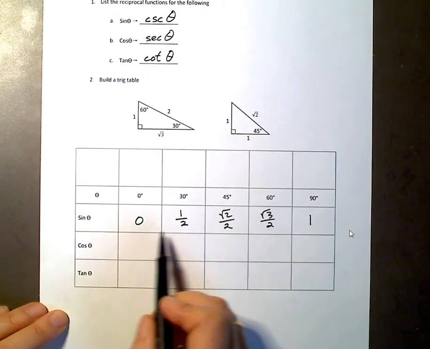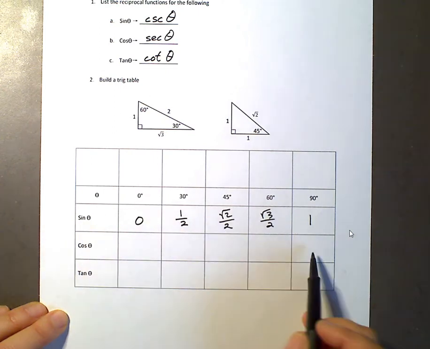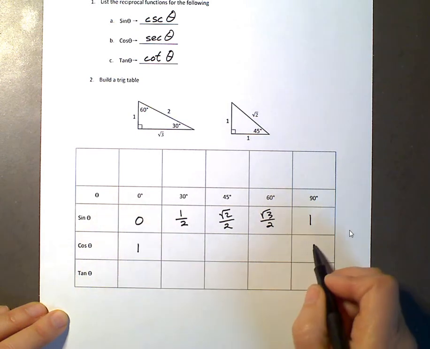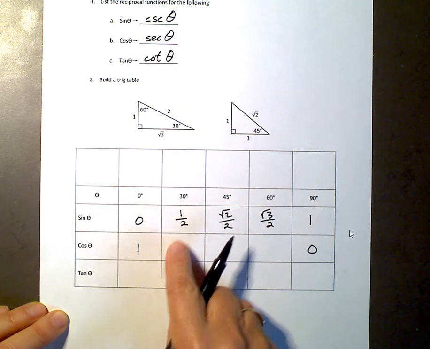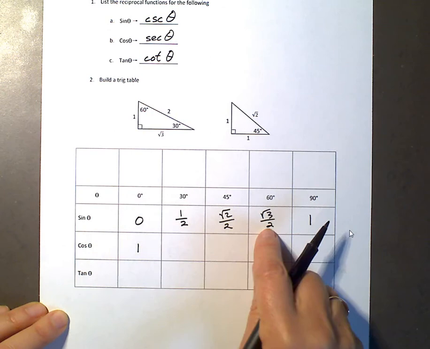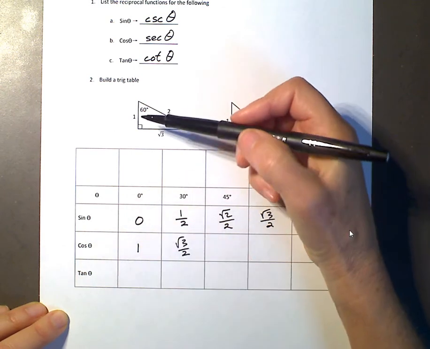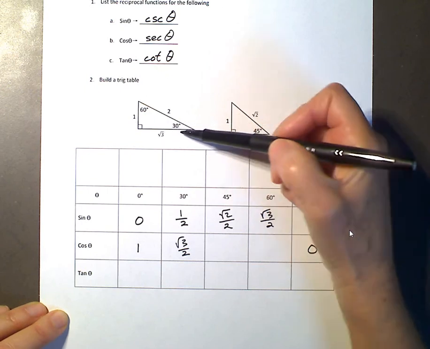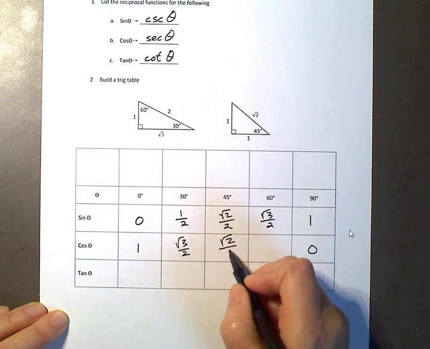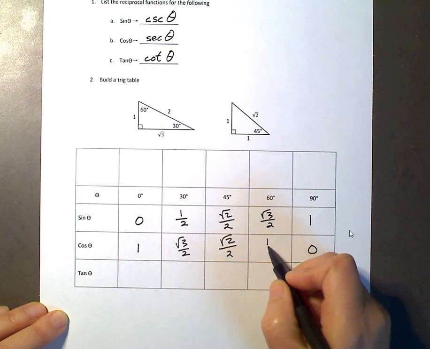Now, these just reverse order when we look at the cosine function. The cosine of 0 degrees is 1, and the cosine of 90 degrees is 0. In here, in a 30-degree angle, where the sine is 1/2, the cosine is root 3 over 2. So looking at this 30-degree angle, its cosine would be adjacent over hypotenuse, or root 3 over 2. 45-degree angle, its cosine is root 2 over 2, and 60-degree angle, its cosine is 1/2.